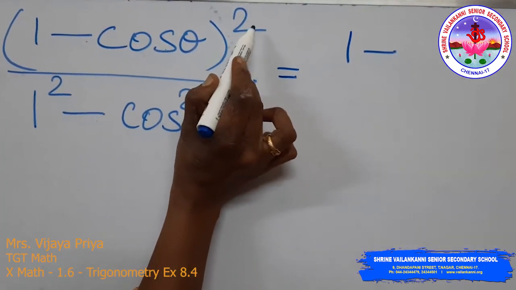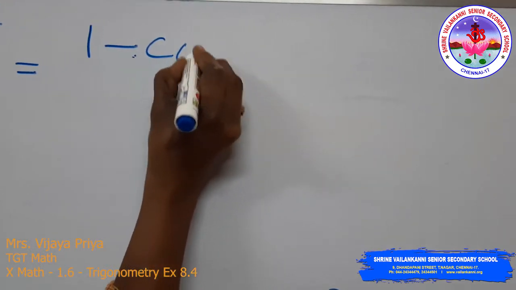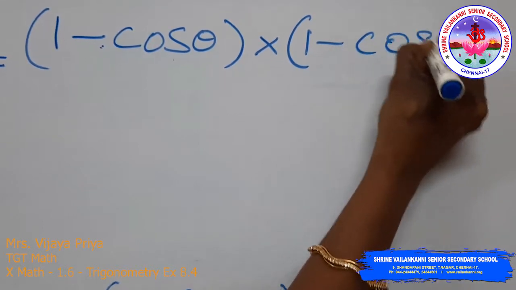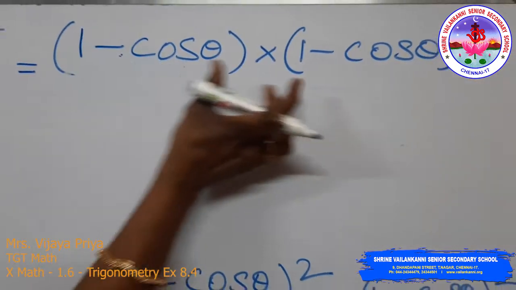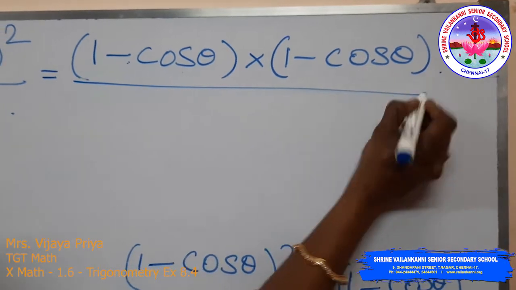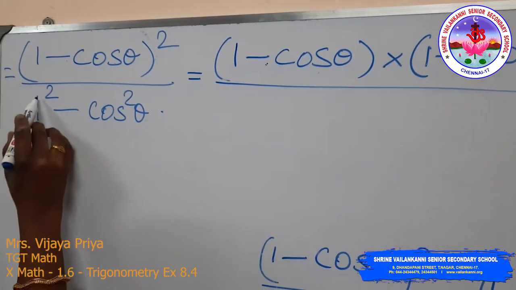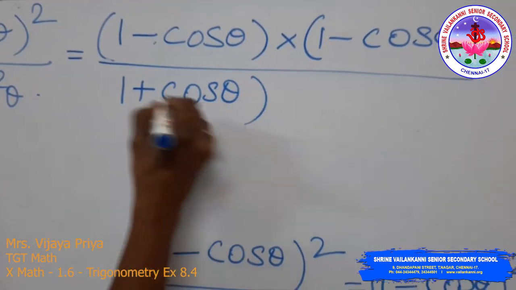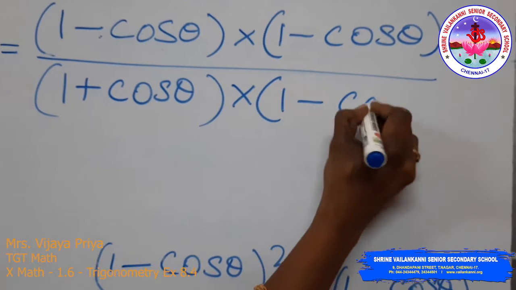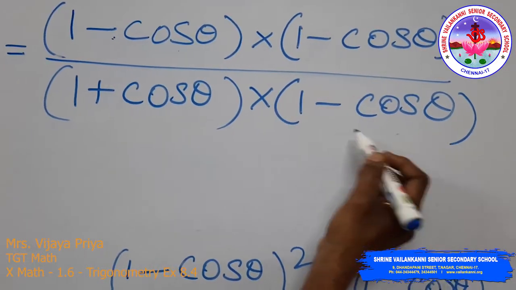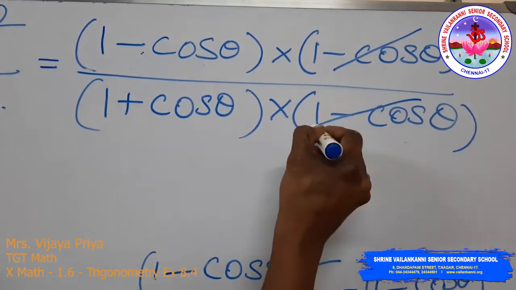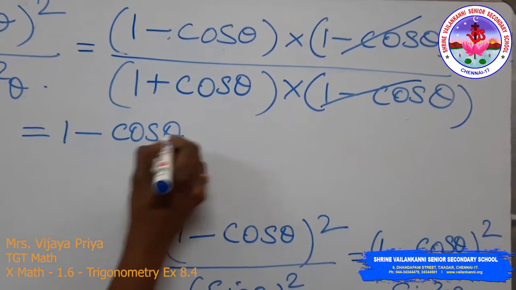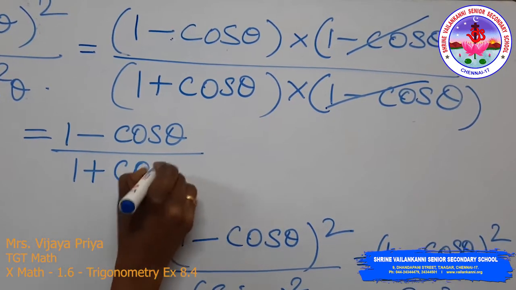Since it is the whole square, I am writing the numerator as (1 minus cos theta) into (1 minus cos theta). I am separating the square. In the denominator, a square minus b square, you will get (a plus b) into (a minus b). So my common term (1 minus cos theta) gets cancelled. So I got (1 minus cos theta) divided by (1 plus cos theta).